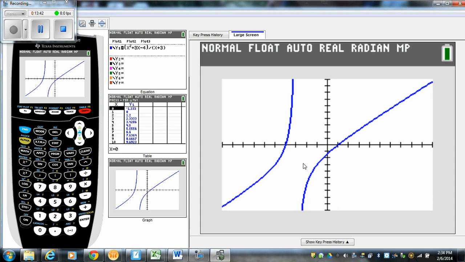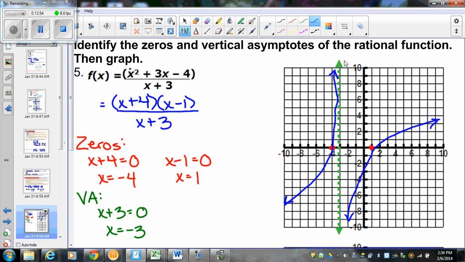So now I have an idea of what my graph should look like, and you'll see that it does cross through positive 1 and negative 4. And unless you have an older calculator, your calculator will not draw the vertical asymptotes for you. But that gave me an idea for how to draw my curves, and you'll see I'm not so great at drawing the curves. So this brings me to an important point.